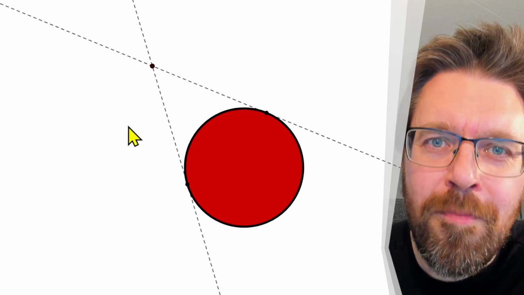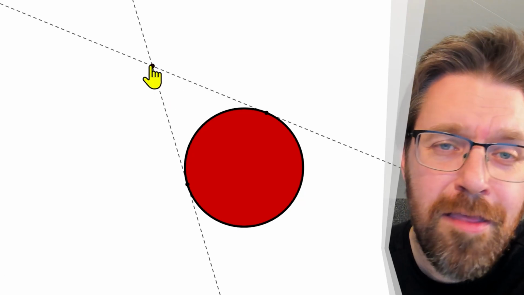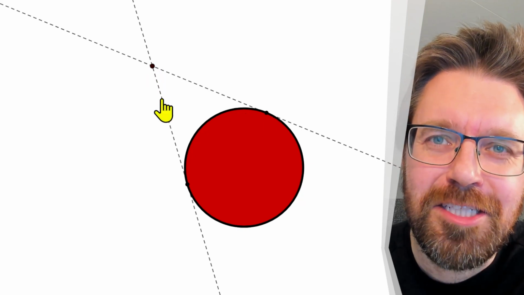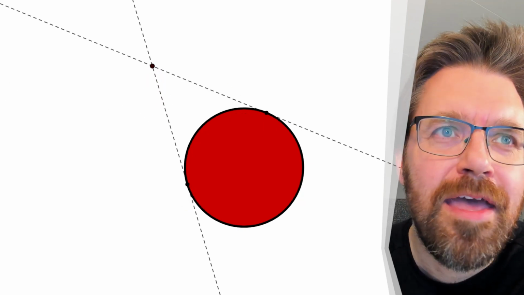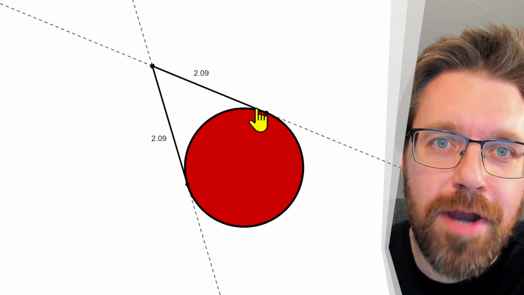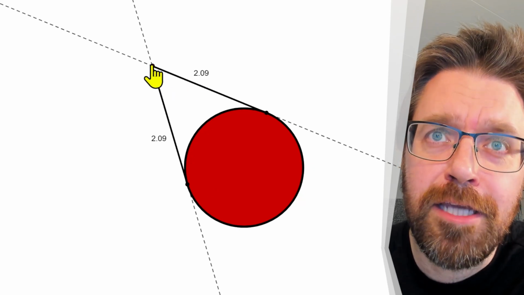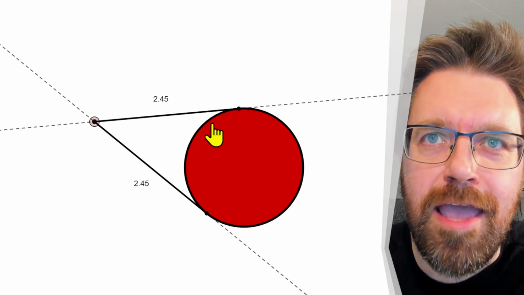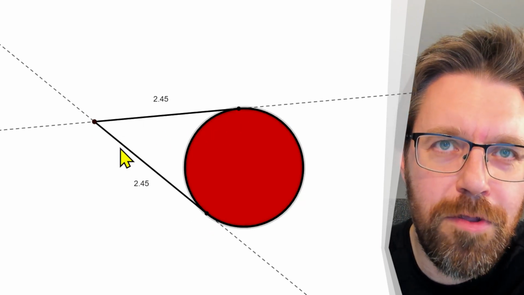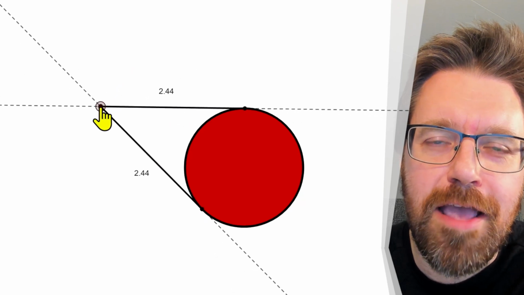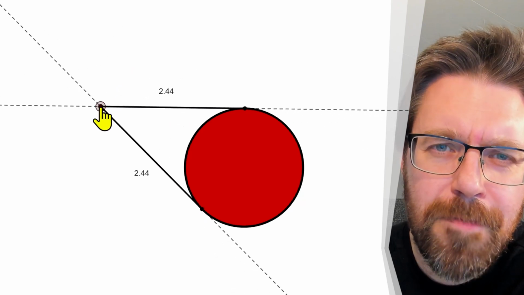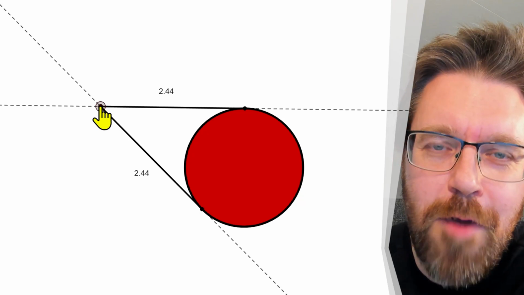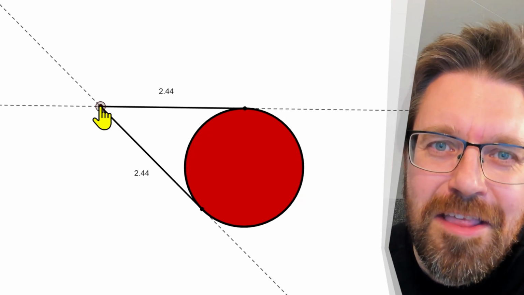And then from the point outside the circle, the length to one tangent point is always the same as the length to the other tangent point here. And in my picture we have 209 and 209. But if I change the position of this point, we always get the same lengths to the two tangent points, no matter where I place my points. Okay, let's go back to our figure and our two squares and our little red circle.